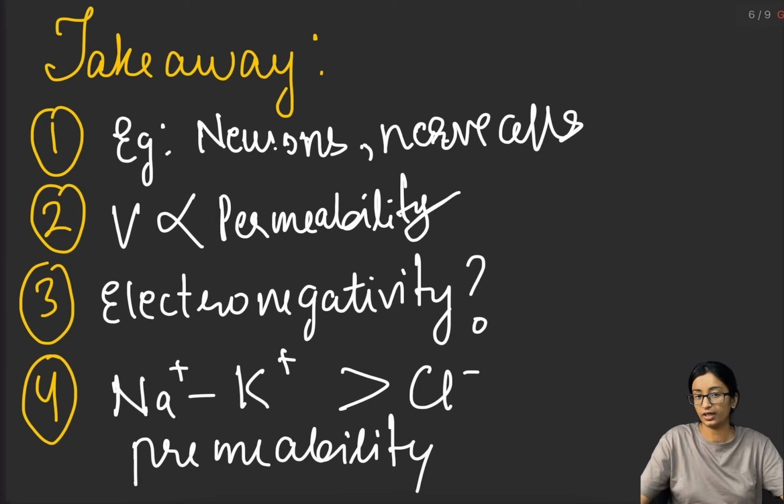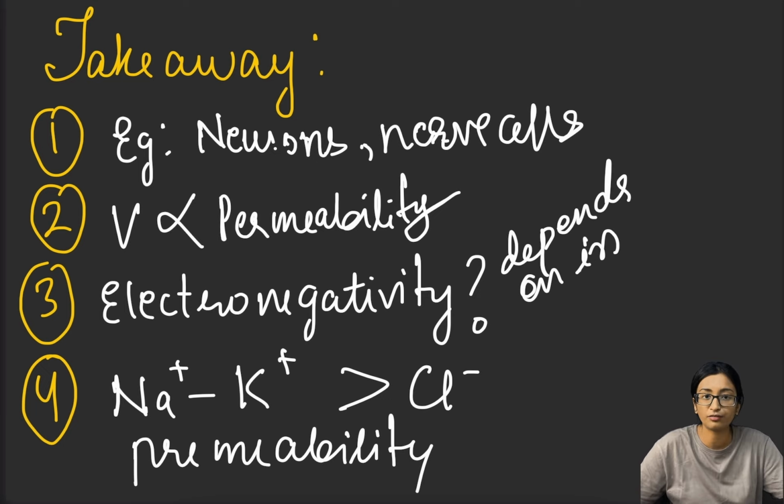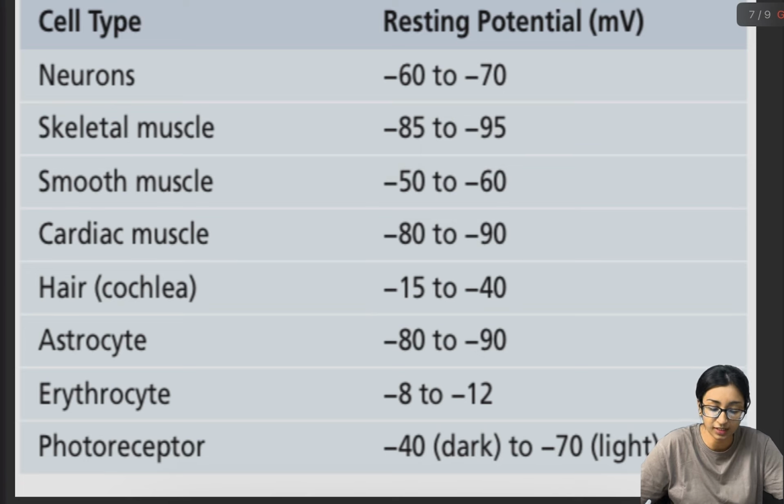Then, what about the electronegativity? If chloride is coming from outside to the inside, obviously inside it is negative, so it will cause more electronegativity. If sodium is going from inside to outside, then again inside will be more negative. And fourth, we understand from the Boltzmann equation that the sodium and potassium pump permeability will be higher than the chloride permeability. So there are several cell types and their resting potential.